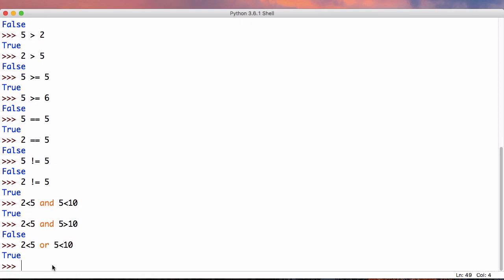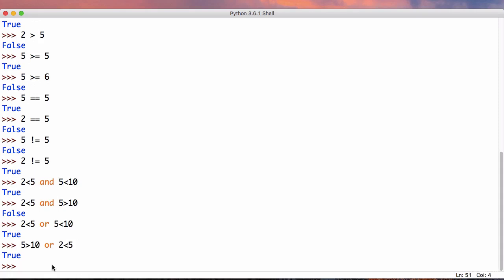If I say 5 is greater than 10 or 2 is less than 5. Now 5 is not greater than 10. I'm checking if 2 is less than 5. Now 5 is not greater than 10, but 2 is less than 5, and this will return true since the second condition was true. And finally, we have the NOT operation.